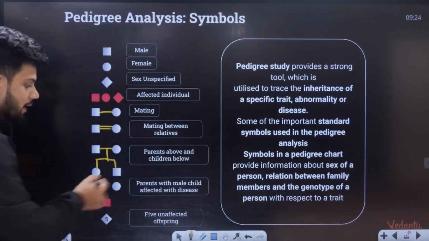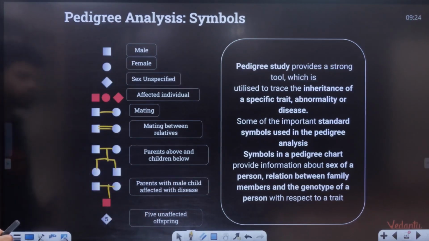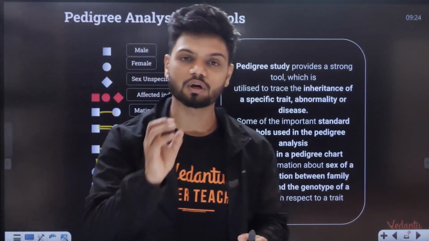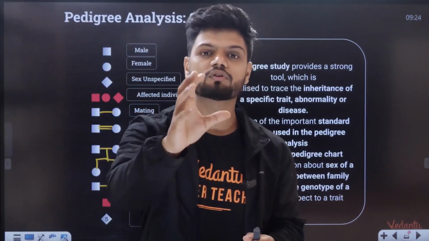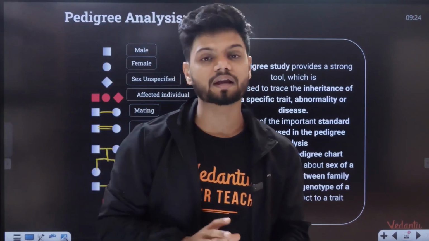Okay, parents with male child affected. See here, the male child is affected. This is called your entire symbols. In your exam they can ask you directly these symbols without even thinking. They'll ask you which is the symbol for male, which is the symbol for consanguineous mating. Such questions come directly.